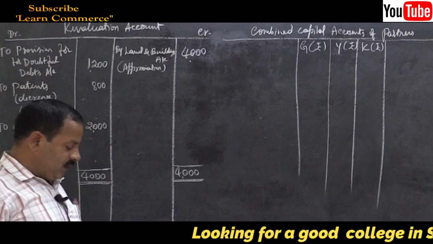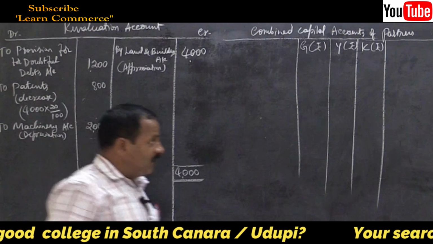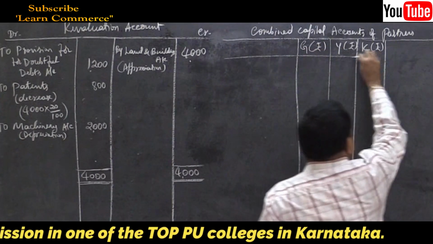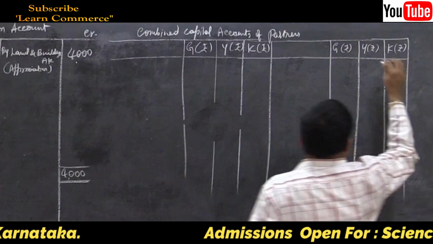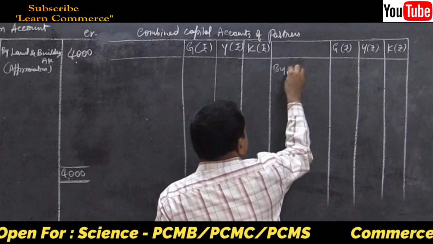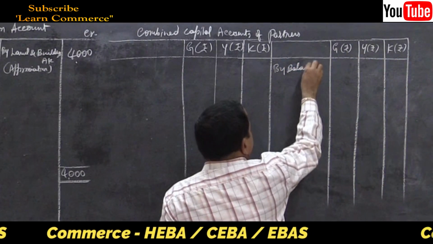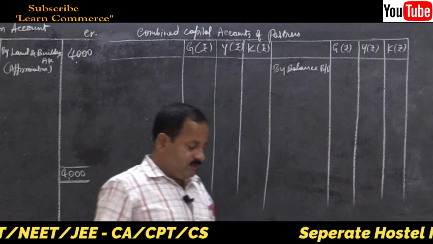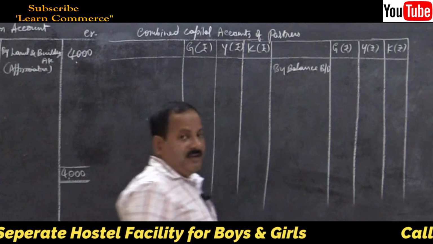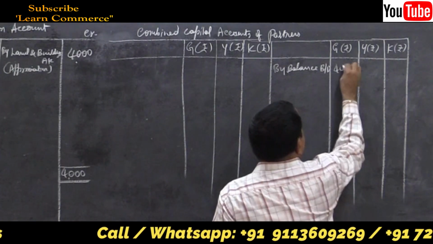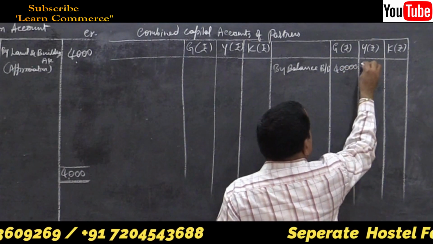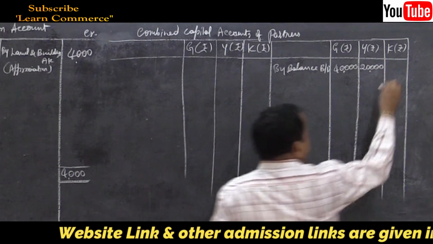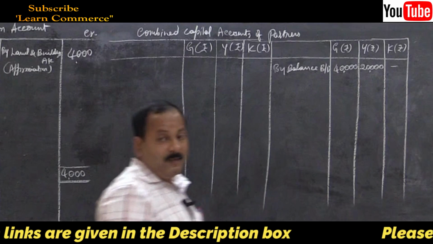Ganga's capital account and Yamuna's capital account balance is given. Refer to the old balance sheet. Capital balance is given, by balance brought down. Write the capital balances. How much? 40 and 20, right? 40,000, 20,000. No balance in Kaveri's capital account.